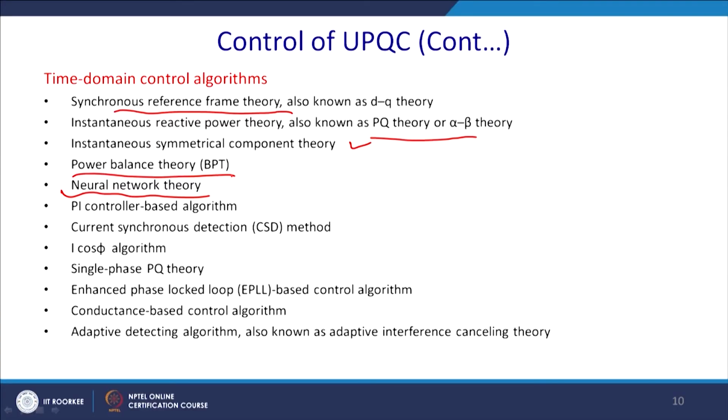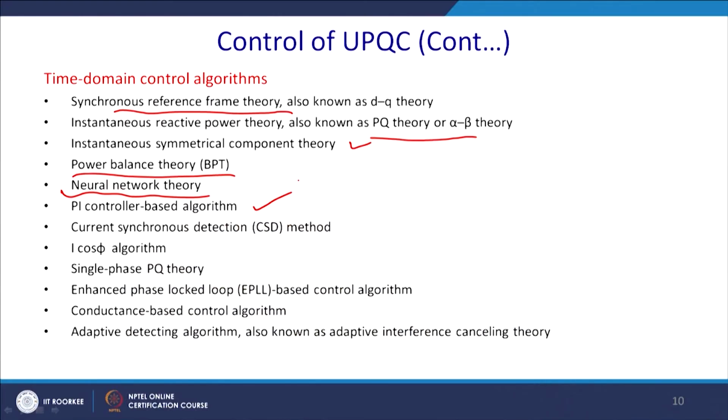And now you have the artificial neural network, where you can change the weights with the adaptive neural network called Adaline. This has also been used in practice. Professor Bhim Singh has a lot of papers in this category. And then the PI controller based algorithm, which employs a PI controller, so it is the same kind of algorithm.